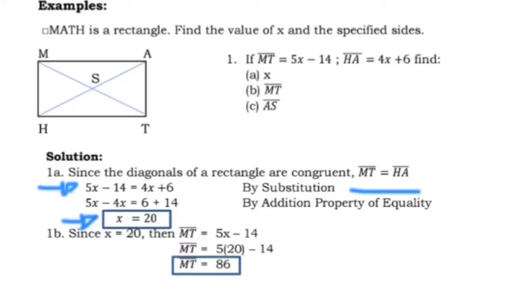Letter B, since x is equal to 20, then we're going to find line segment MT, the measurement of line segment MT. So we're going to substitute x in 5x minus 14 with 20. So we're going to have 5 times 20 minus 14. So 5 times 20 is equal to 100. Then 100 minus 14 is equal to 86. So MT is equal to 86.